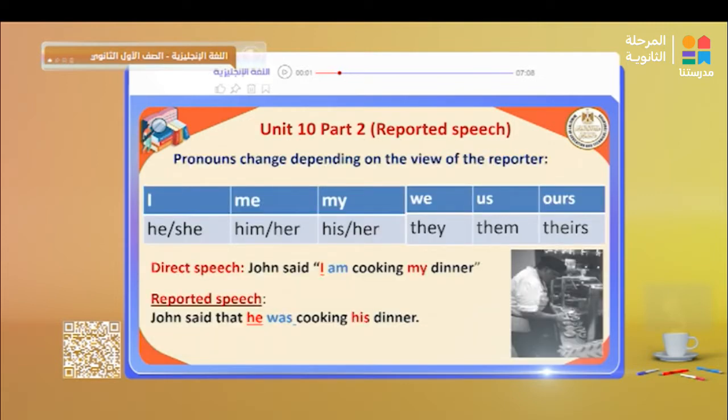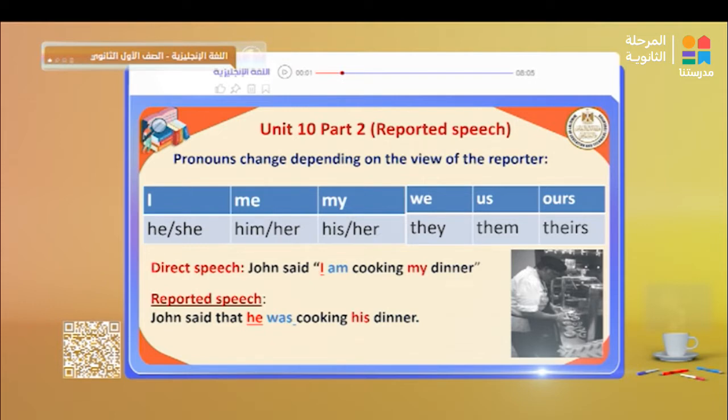Notice here that the pronouns change depending on the view of the reporter. So when I'm talking directly about myself, I say I. But when someone reports what I said, he will say she or he. Me is changed into him or her. My is changed into his or her because we are talking about someone else. We are not talking about ourselves. And so on, as you see here in the table.